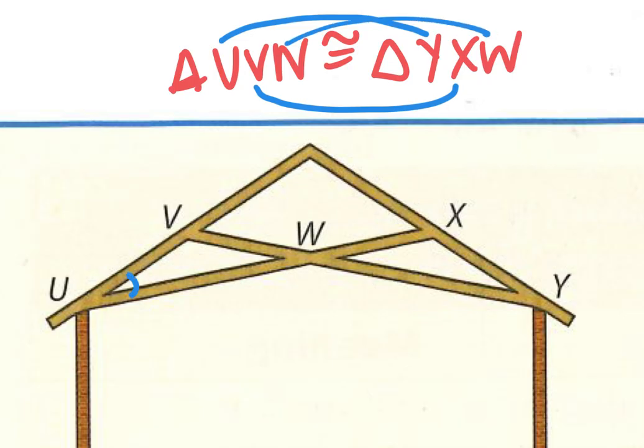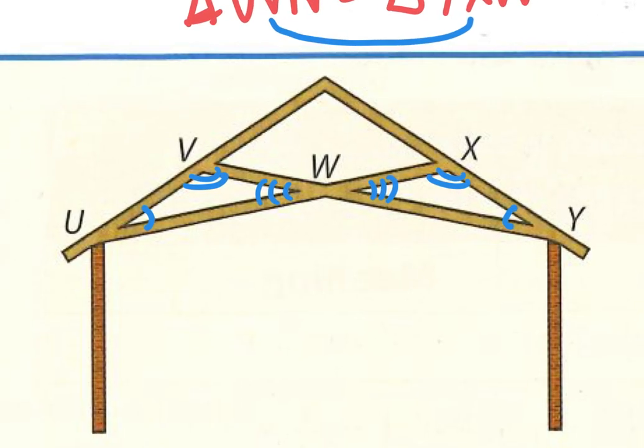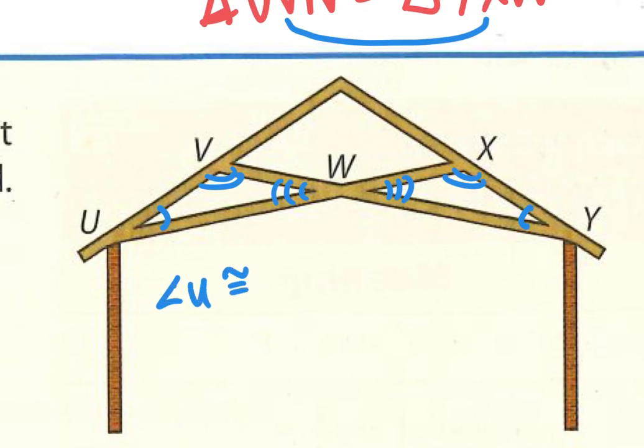So I can put a curved line here for U, and then I'm at Y. And then I could put two at V, and also at X. And then obviously this one here is much more obvious with W, because what are those angles? What are they called? Vertical angles. So we know that they have to be congruent, right? But if you need to draw that in, then draw it in. But what does that mean? So I've got angle U is congruent to angle Y. That's what the question is asking you to do, to list them out. Angle U congruent to angle Y, angle V congruent to angle X, and then angle W obviously congruent to angle W.